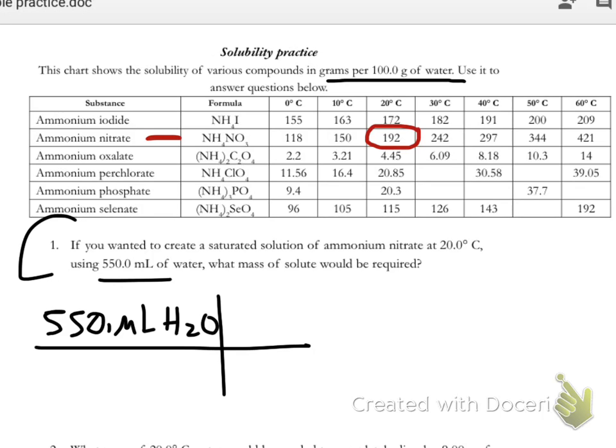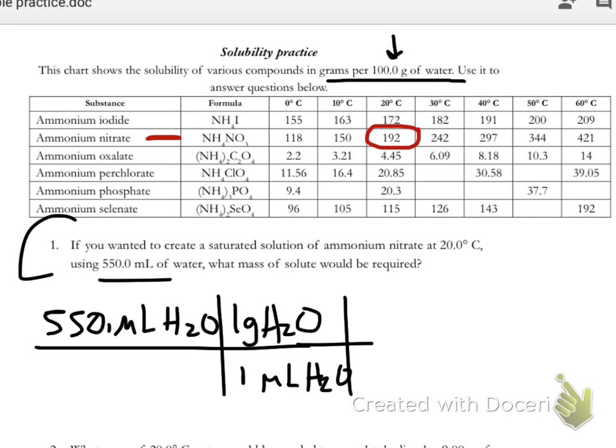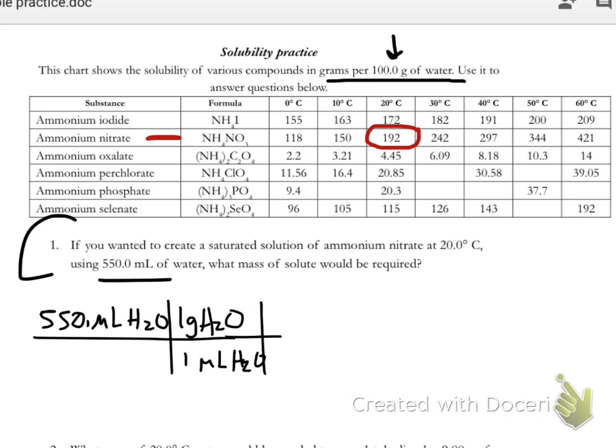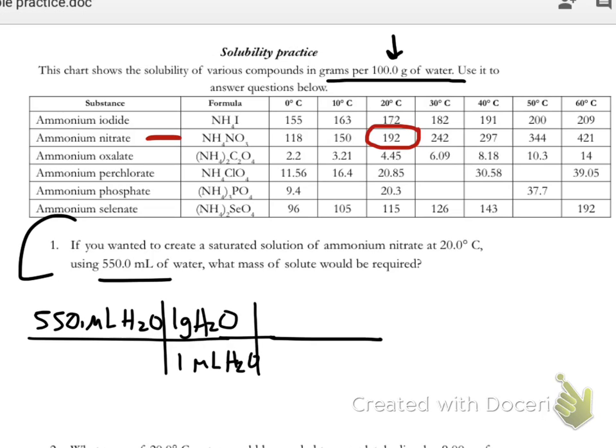And our chart gives solubility in grams of water, so what we have to do is say that 1 milliliter of water is equal to 1 gram of water. That's a good start. Now, here are a couple tips and tricks that I typically use so that I don't screw up and do something stupid.